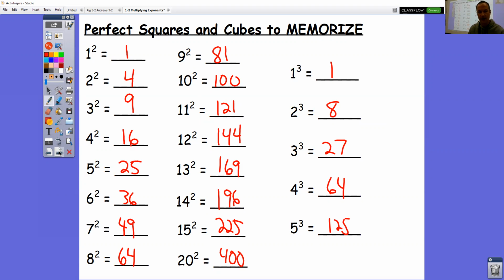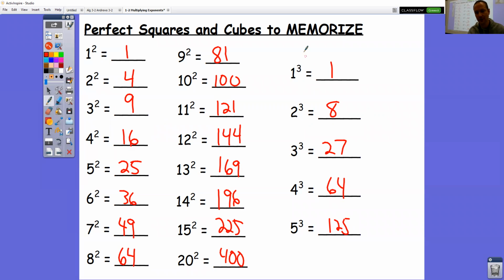So 1 squared is 1 times 1, which is 1. 2 squared is 2 times 2, which is 4. 3 squared is 3 times 3, which is 9. 4 squared is 4 times 4, which is 16. And so on and so forth. You should have these memorized. Most people know them already. It just makes life a lot easier if you have them memorized. If you don't, you can always use a calculator.